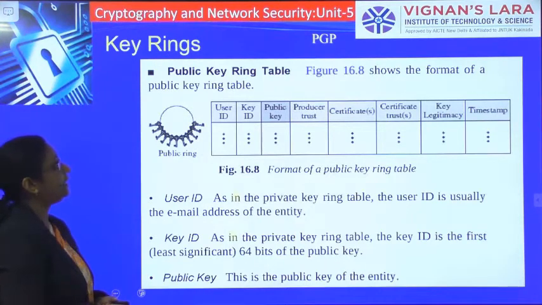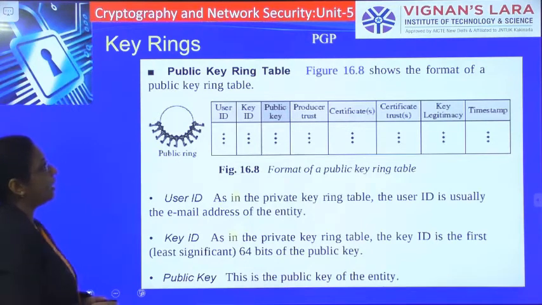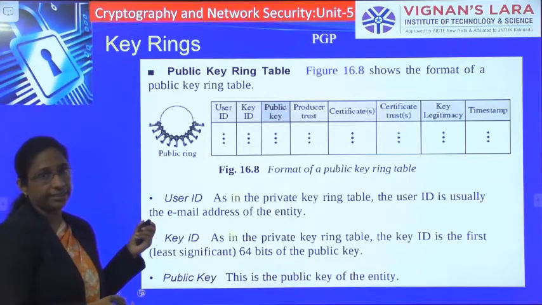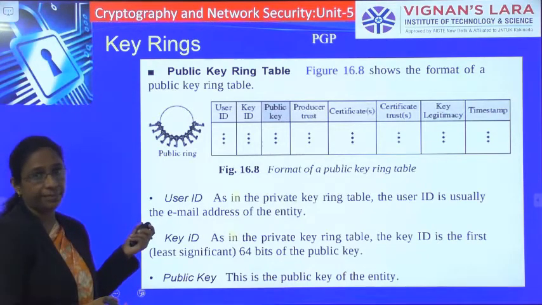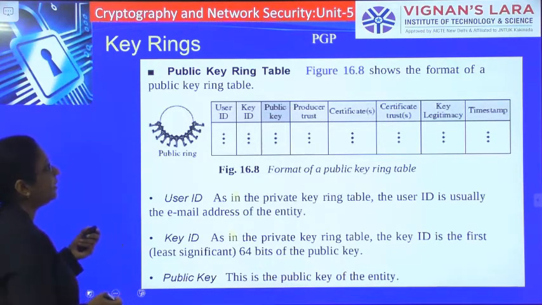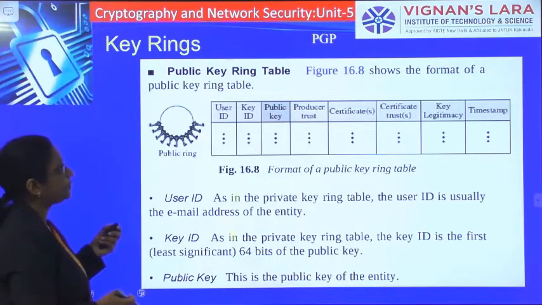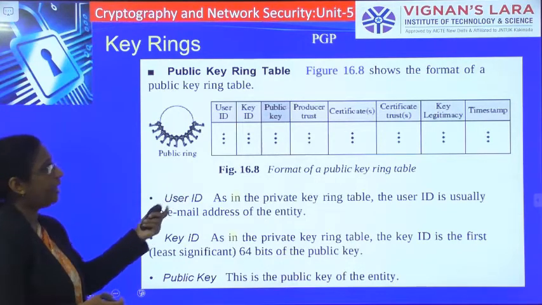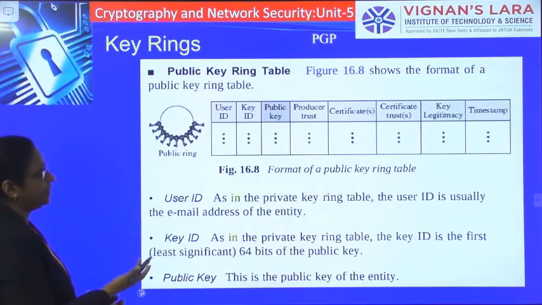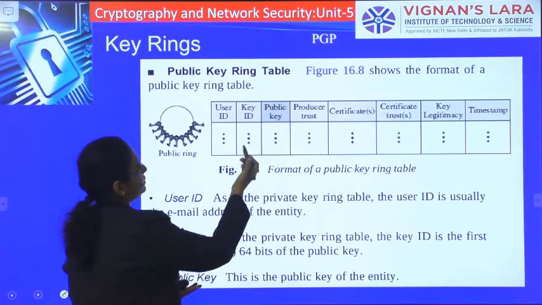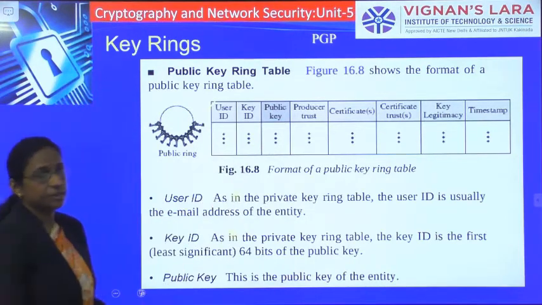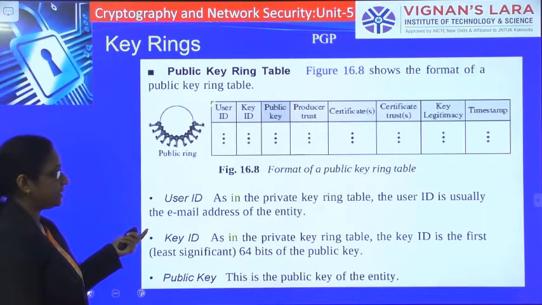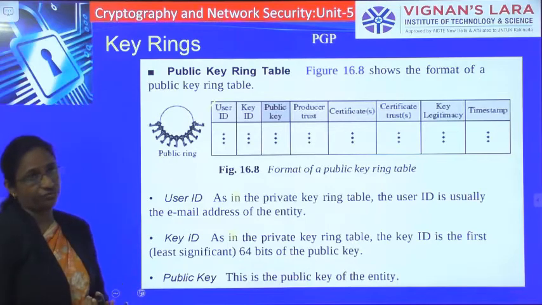So, the public key ring table. This is your public key ring table, the data structure maintained by the PGP. The format for this public key ring table is shown here. It consists of IDs like the user ID. As in the private key ring table, the user ID is usually the email address of the entity.